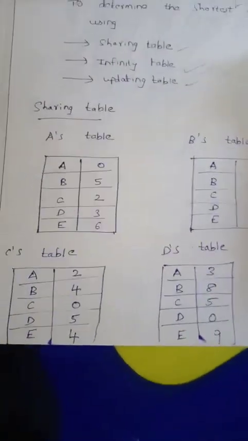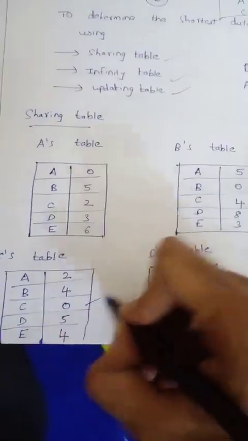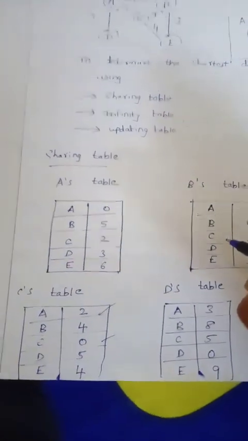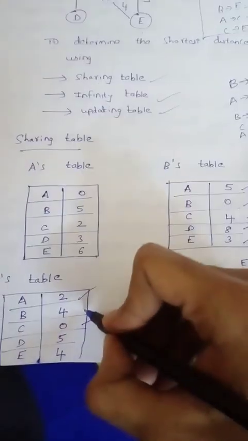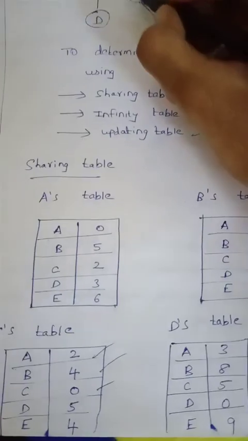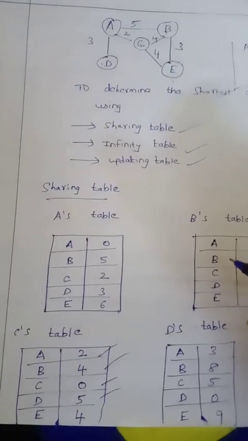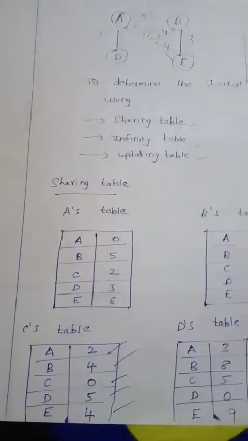Now move into the third one, C's table. C to C will be 0. C to A is 2, and C to B is 4. Next is C to D, which is 2 and 3, so 5. I wrote 5. And next is C to E, which is 4.